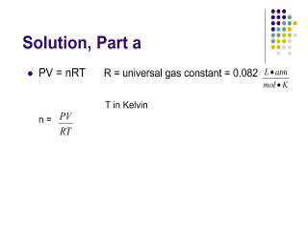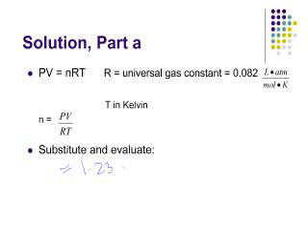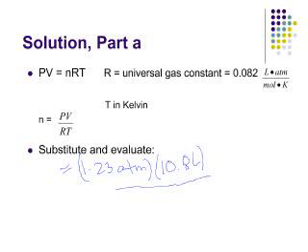We're going to rearrange the ideal gas law to solve for moles. Some nice simple algebra there. All right, and then it's time to substitute and evaluate. We want to solve for moles. We were given the pressure as 1.23 atmospheres. We are given the volume as 10.8 liters. The R value is 0.0821.